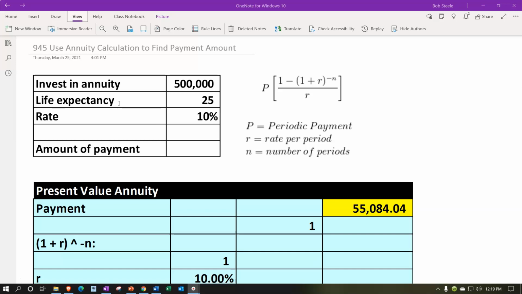rate is 10%. So the question then: I have 500,000, and if I put that into an annuity at the rate of 10%, how much would I get in return for the next 25 years in terms of payments? We're looking then for the payment amount.